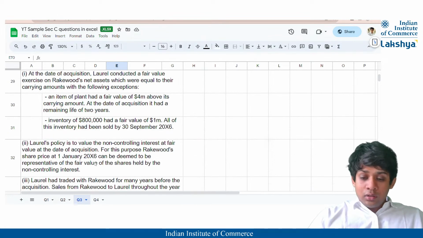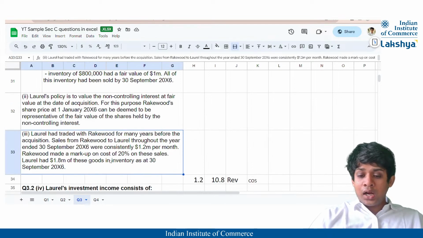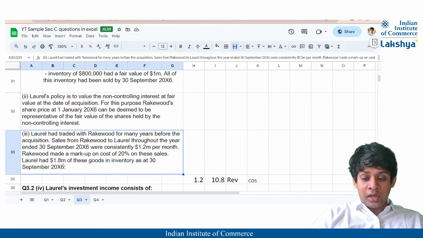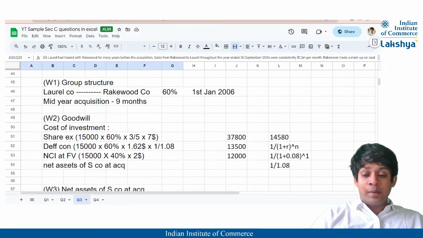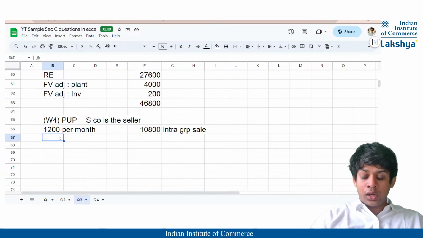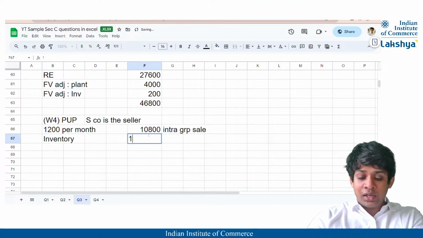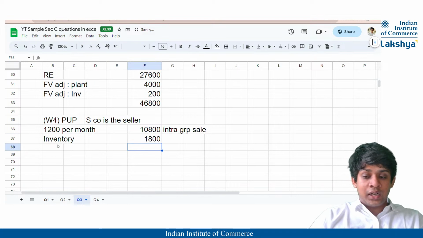Out of which there is a markup on cost of 20% on these sales. Laurel had 1.8 million of these goods in inventory as at 30th September 2006. So please keep in mind there's a markup of 20% and the goods which are remaining in the parent company's inventory is 1.8 million because the parent company has purchased it. So it will remain in the parent company's inventory because subsidiary is the seller. Okay. So 1.8 million, that is nothing but inventory remaining at the year end, which is 1,800.